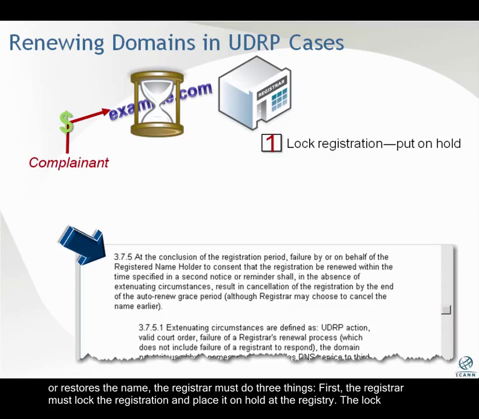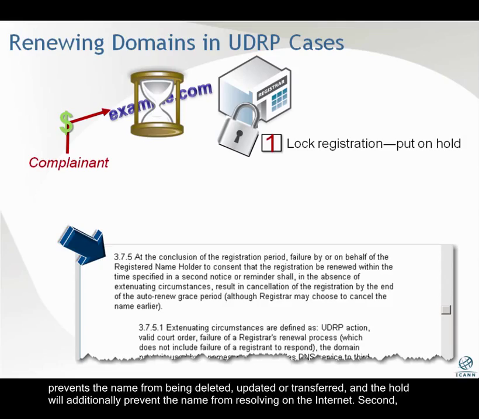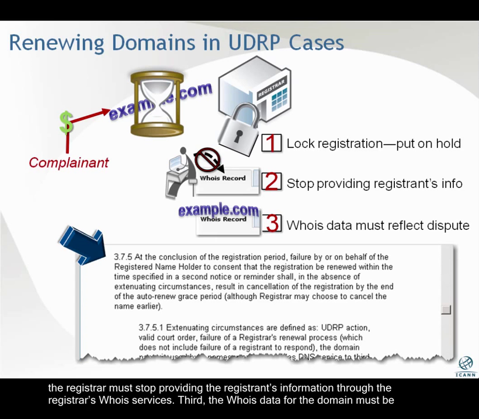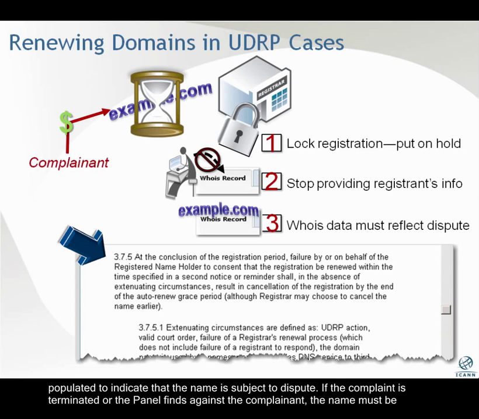First, the registrar must lock the registration and place it on hold at the registry. The lock prevents the name from being deleted, updated, or transferred, and the hold will additionally prevent the name from resolving on the Internet. Second, the registrar must stop providing the registrant's information through the registrar's Whois services. Third, the Whois data for the domain must be populated to indicate that the name is subject to dispute.